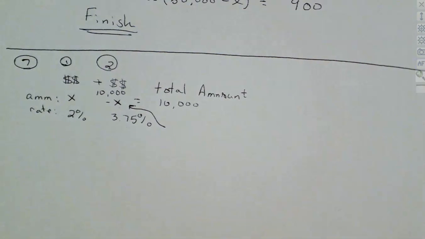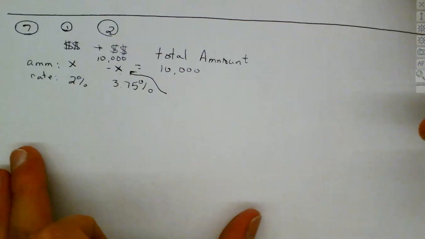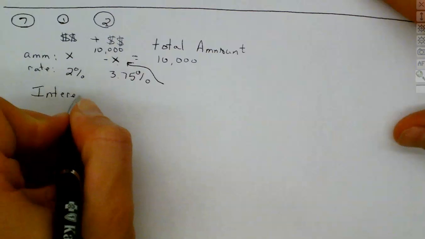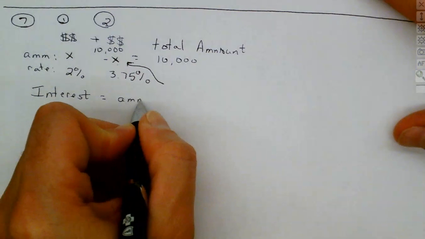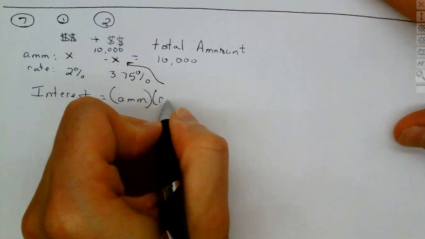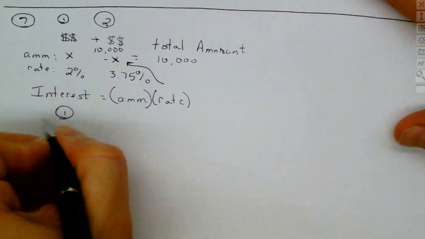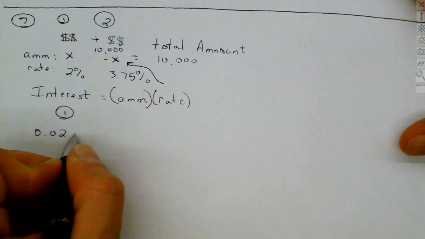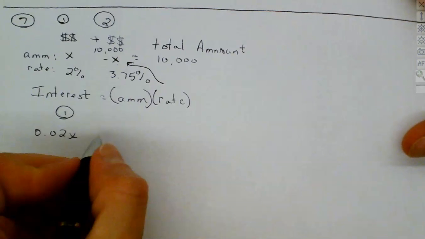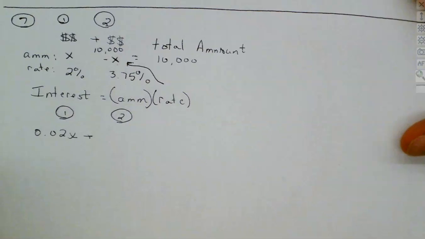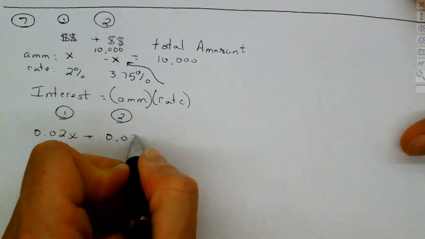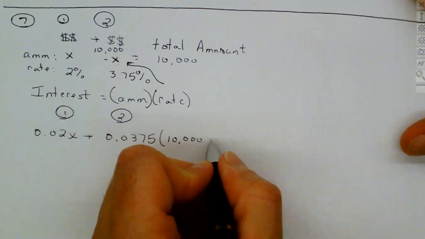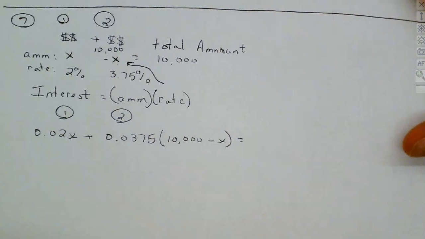Now we can build our equation. So now we look at the last one, and we do the same procedure. We need our interest. And interest is the amount that we have times the rate. And our first one, converting, that's 0.02x there. Second one, that is 0.0375. And how much is there? 10,000 minus x. And then what about the other side?